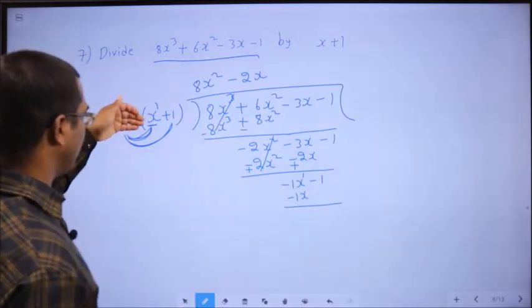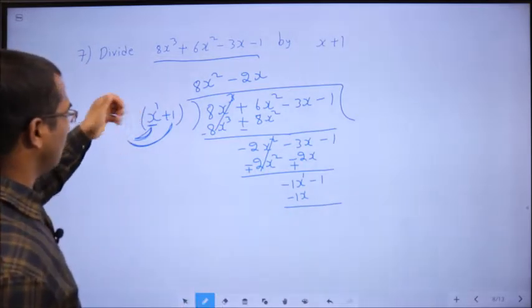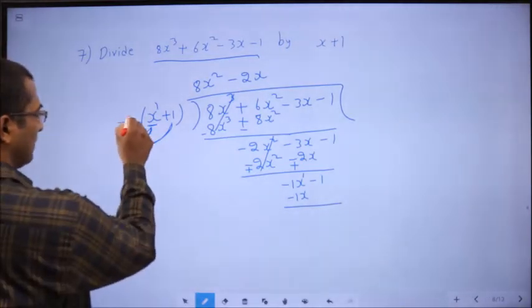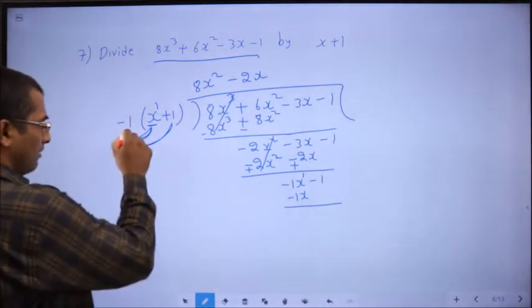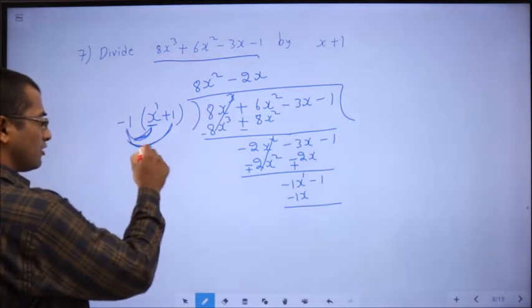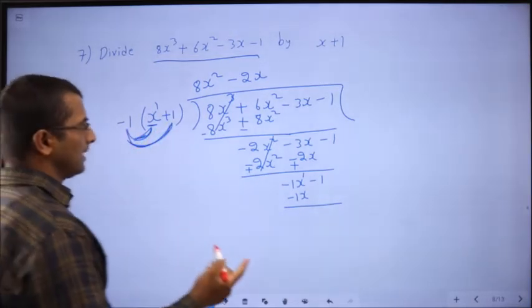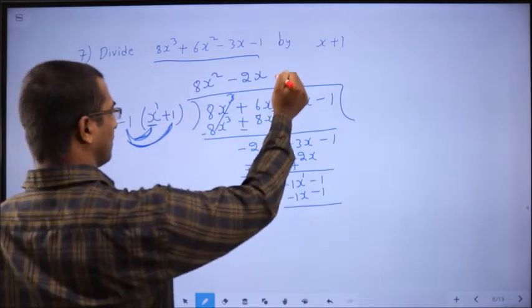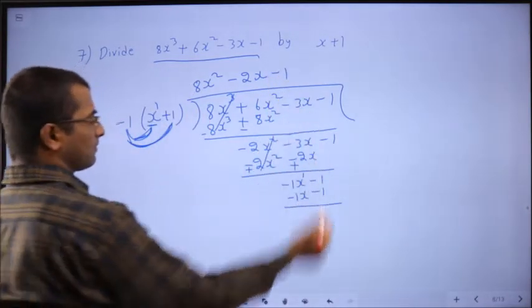So here I have x. x should be multiplied with what to get minus 1x? It should be multiplied with minus 1. When I am multiplying to this, I also should multiply to plus 1. So minus 1 into plus 1 is minus 1. So the next term of the quotient is minus 1.